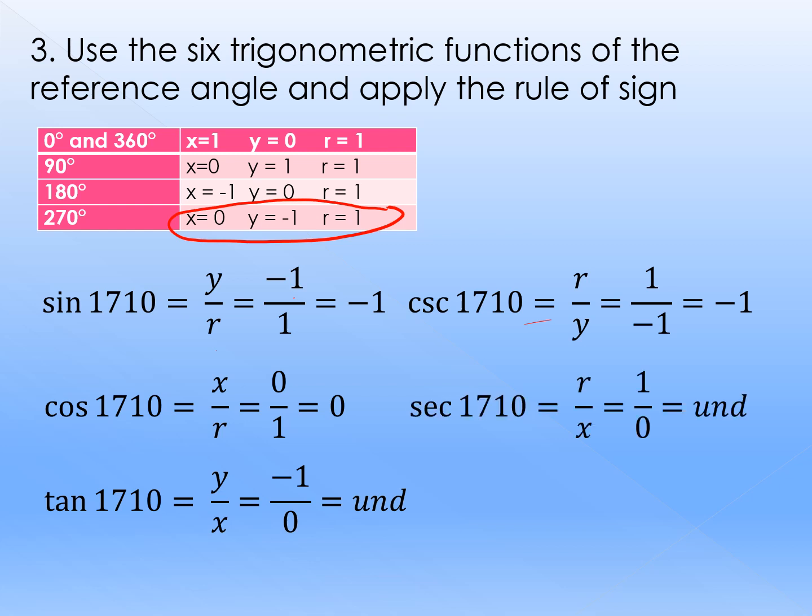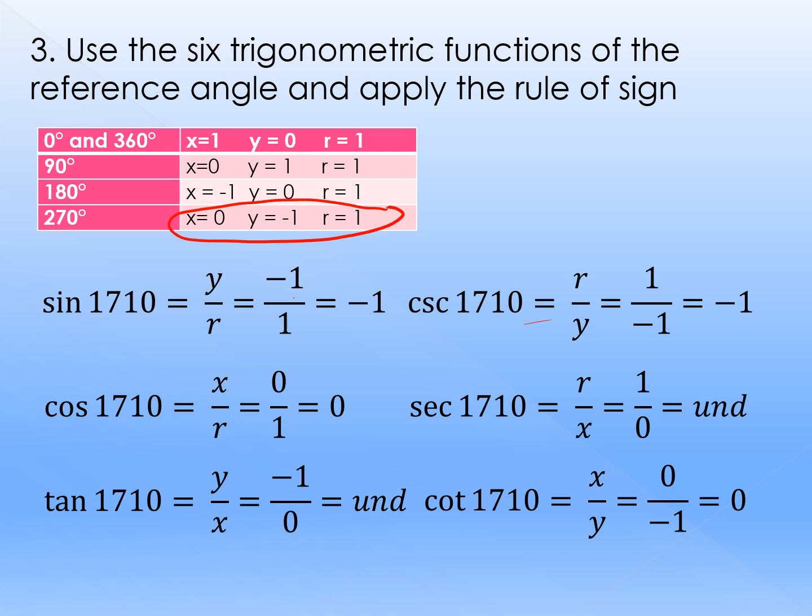For secant 1710, we have r over x. r is equal to 1 and x is equal to 0. Since there is 0 in the denominator, secant 1710 is equal to undefined. For cotangent 1710, that's equal to x over y. Instead of writing x, that's equal to 0, and instead of writing y, we're going to write negative 1. 0 divided by negative 1 is equal to 0. Therefore, cotangent 1710 is equal to 0.